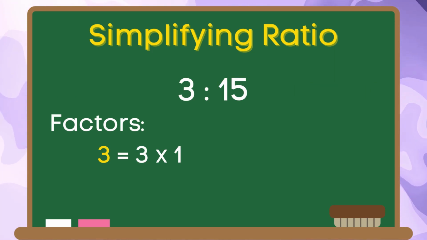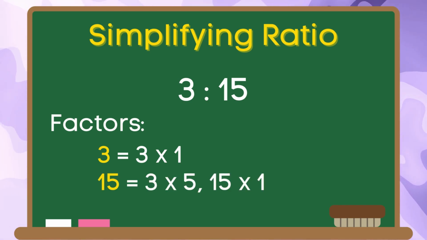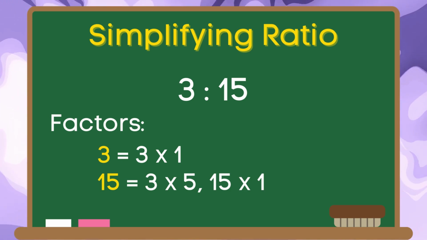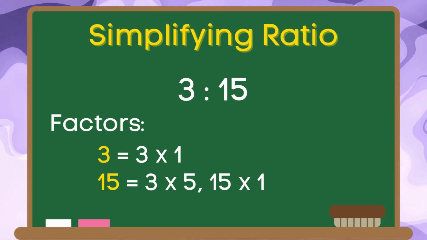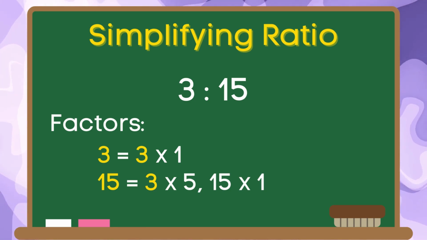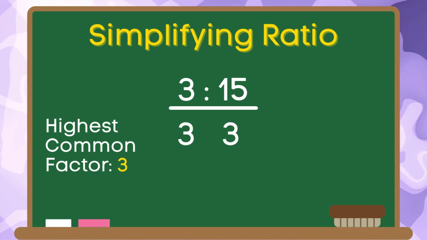The factors of 3 are 3 and 1. The factors of 15 are 3, 5, 15, and 1. The highest common factor of 3 and 15 is 3. So we are going to divide 3 and 15 by 3.